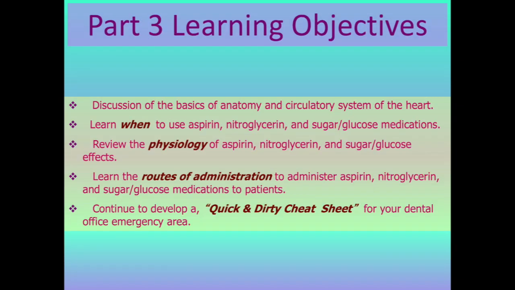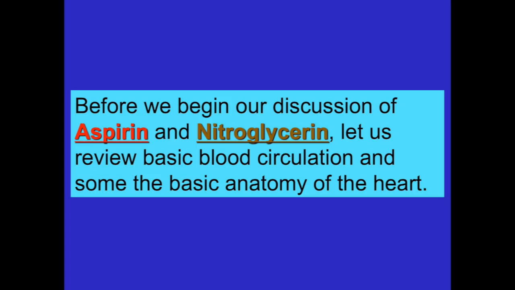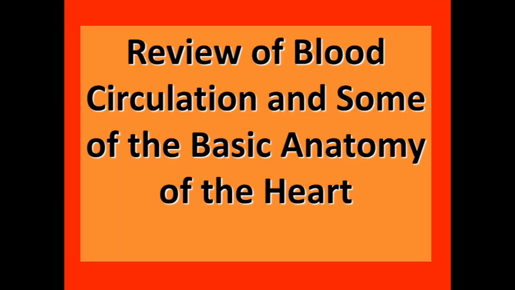So in this part, we're going to be talking about the basics of anatomy of the heart. We're going to learn when to use aspirin, nitroglycerin, and sugar glucose. We're going to review the physiology of the effects of aspirin, nitroglycerin, and sugar glucose, how they're administered, through which routes, and we're going to keep building your quick and dirty cheat sheet that you're going to keep with your emergency kit and your emergency medications. So before we begin the discussion of aspirin and nitroglycerin, let's just review some basic circulation and the heart anatomy.